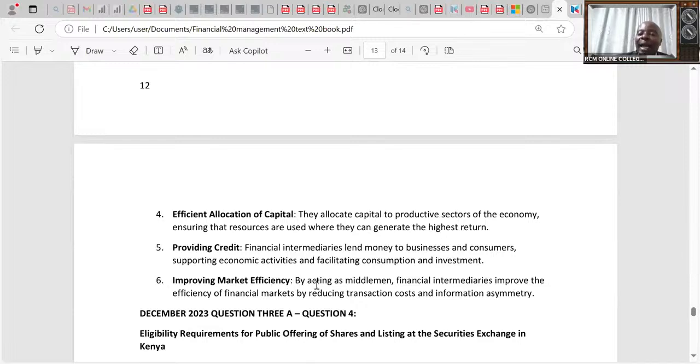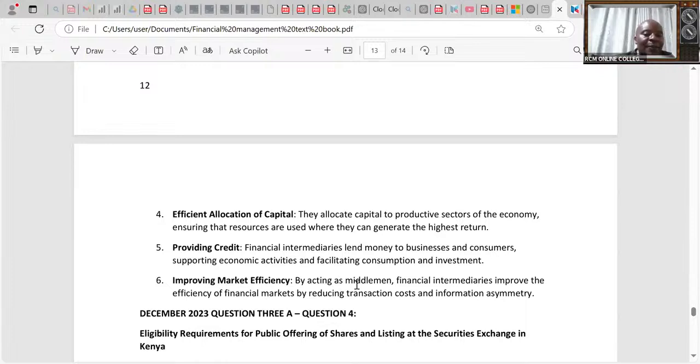Improving market efficiency by acting as middlemen. Financial intermediaries improve the efficiency of financial markets by reducing transaction costs and information asymmetry. You can imagine if banks were not there. We'd be talking of market inefficiencies. We'd be talking of you moving from point A, looking for some wealthy man. I mean, it would have been chaotic. The transaction cost here would have been very, very high.